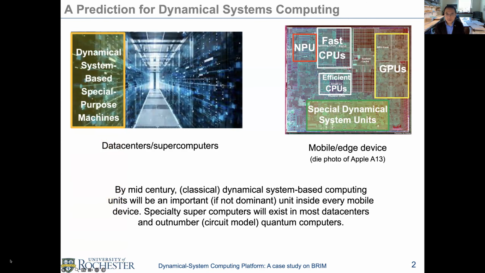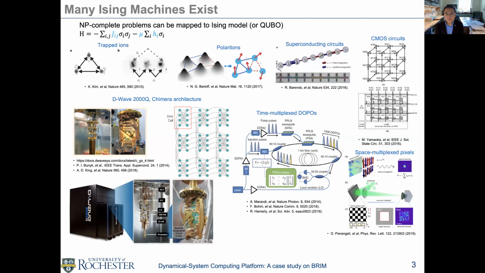And on the left-hand side, in the data center supercomputer domain, we're going to see special purpose computers. And I dare predict that we might outnumber at least circuit model quantum computers. The dynamical system unit is a name that I coined. I'm not terribly happy with it, but we'll go with it for the moment. But many of you know that NP-complete problems can be mapped to the Ising formula.